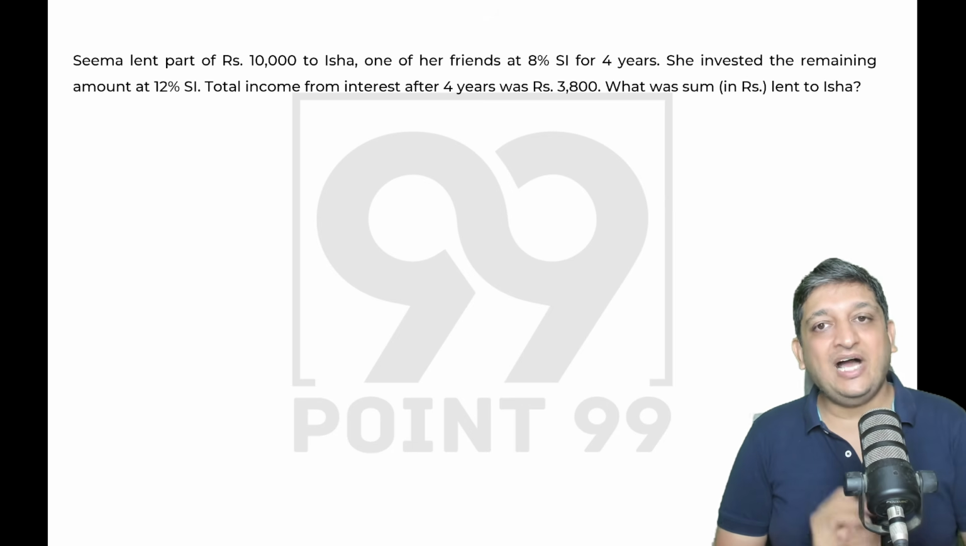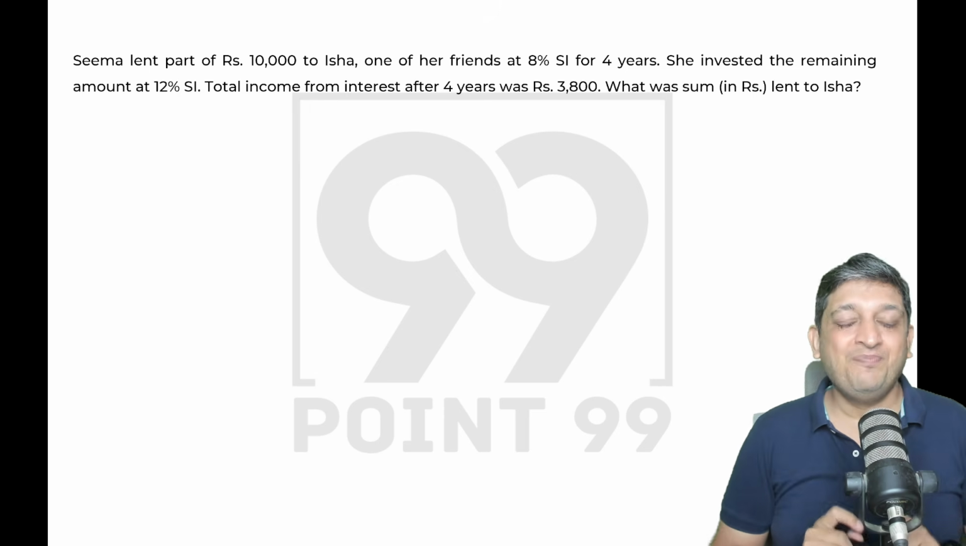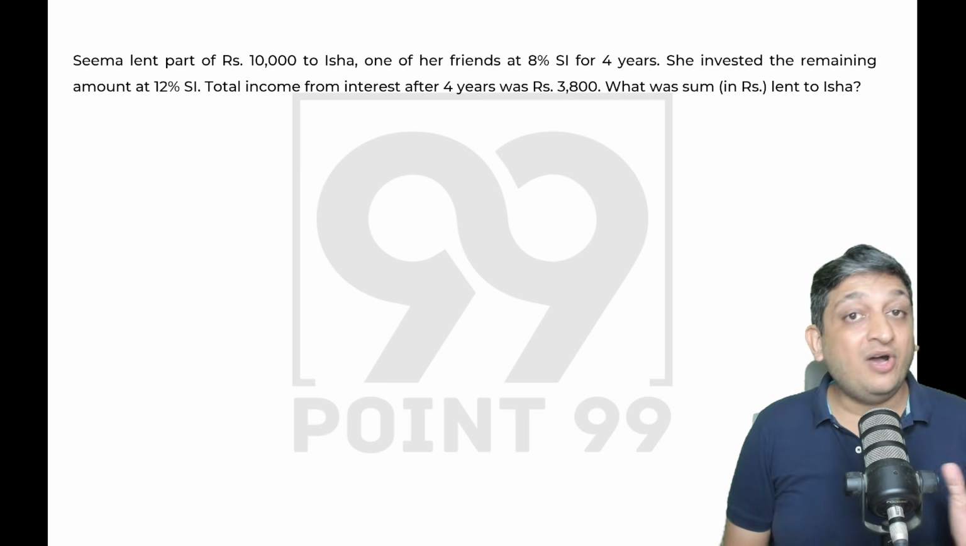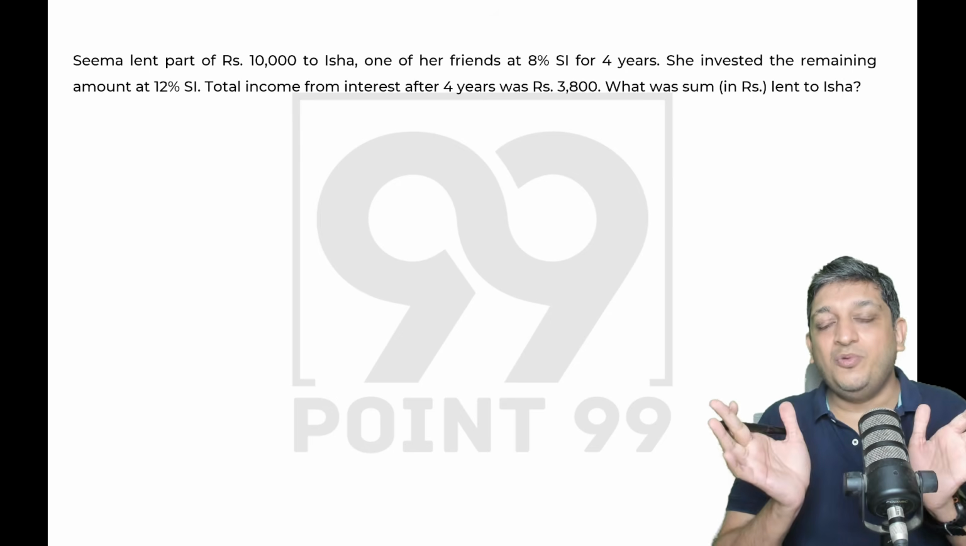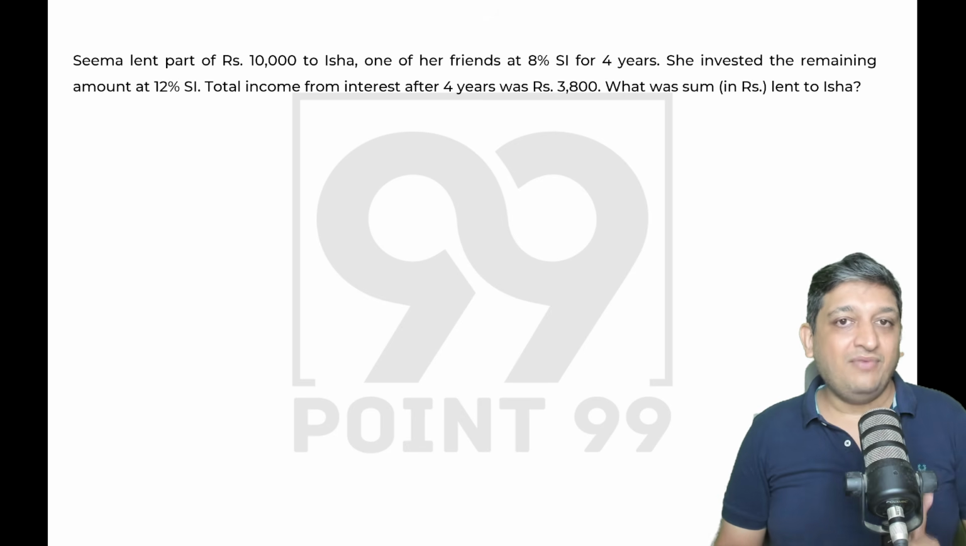Now you have to tell me how will you solve this particular question. So pause, solve, and then see what I do. Now this is a very classic case in which you can use alligation rule, because you are splitting 10,000 into two parts and the mixture is going to give you something else. So you have to understand one thing here.